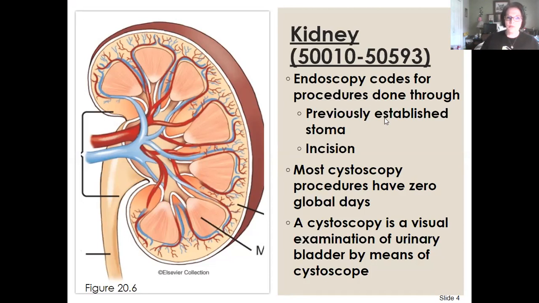So we'll just read through this slide. Endoscopy codes for procedures done through previously established stoma or incision. Most cystoscopy procedures have 0 global days, and a cystoscopy is a visual examination of urinary bladder by means of cystoscope.